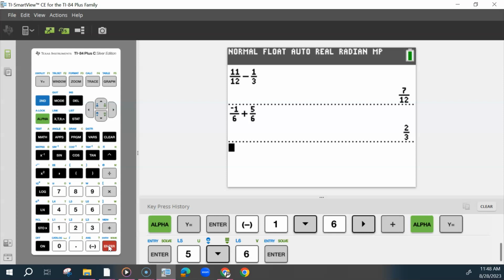I got a syntax error. Alpha y equals. So that means you put in a minus instead of a negative. It's highlighting right now. Hit this, not this, and then hit enter. I see. The negative is at the bottom. Don't hit minus.